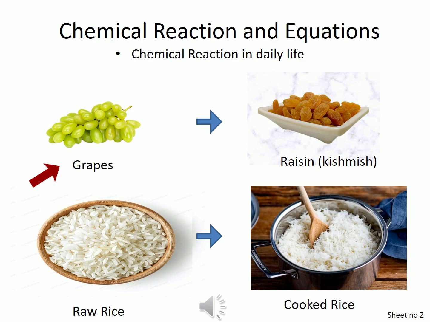When grape is kept for a long time, it gets fermented. This is a chemical process. When any food is cooked, it becomes soft so that we can consume it. When raw rice is cooked, it becomes soft so that we can consume it. Again, it is a chemical process.